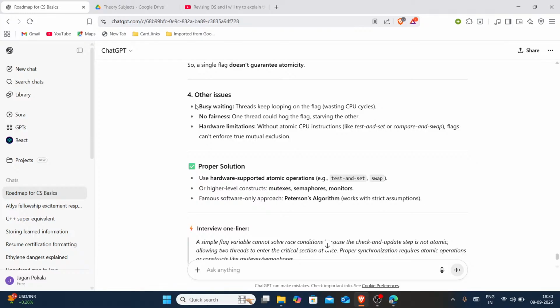Threads keep looking at the flag. What does that mean?